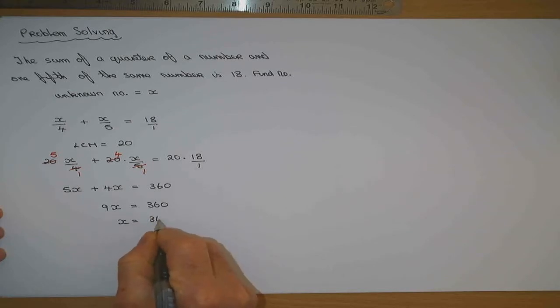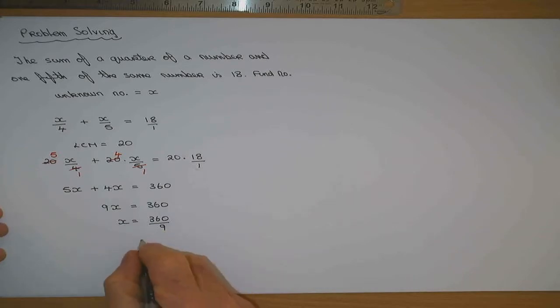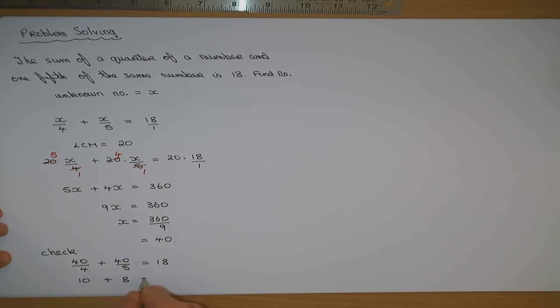X is equal to 360 divided by 9, because that was a multiplier. What does it become? And that will divide in there 40 times. Check. Is 40 over 4 plus 40 over 5 equal to 18? 40 divided by 4, 10. And 40 divided by 5, is that equal to 18? So now we have to go from a story to a mathematical equation. But once I get the equation, solving it is the easiest part.